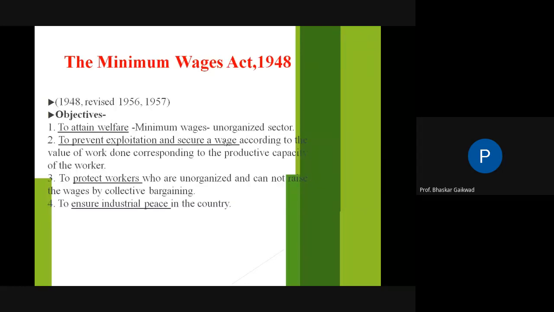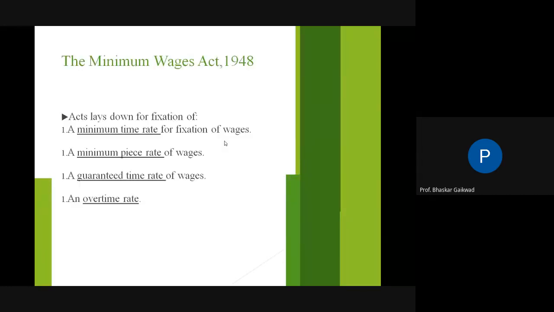The Minimum Wages Act is decided by the central government. It is based upon the minimum time rate for fixation of wages. For half an hour, this much wage, this many rupees. This is one system. The minimum piece rate system: one piece, this much amount. Guaranteed time rate wages: one hour of work, irrespective of quantity, anyhow you have to pay the money. And the overtime rate should be double the daily routine rate. This also comes under the 1948 act.